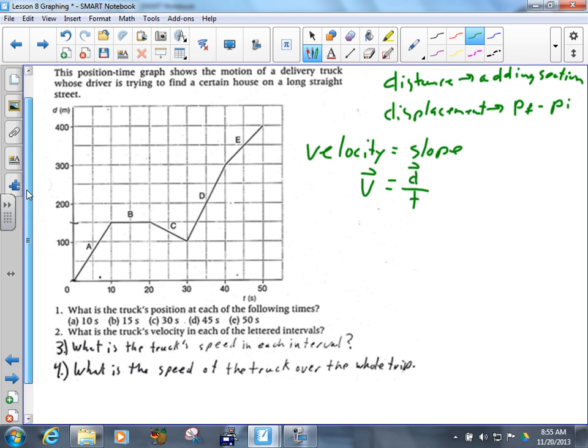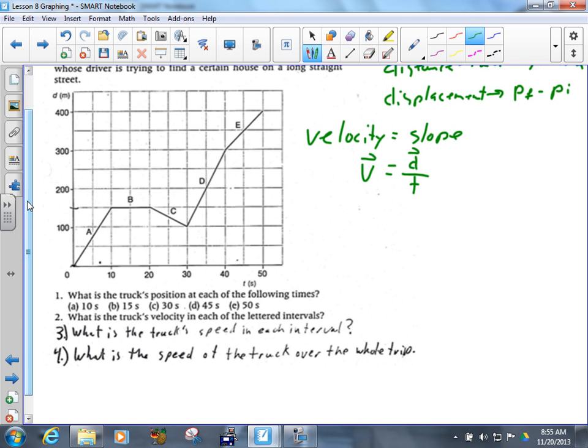So let's look at these questions here. Question number 1 says, what's the truck's position at each of the following times? Is that one of those things I can just read off the graph? Yes, it is. So at time 10 seconds, I go here to 10 seconds. Position is 150 meters forward. Everybody all right with that?